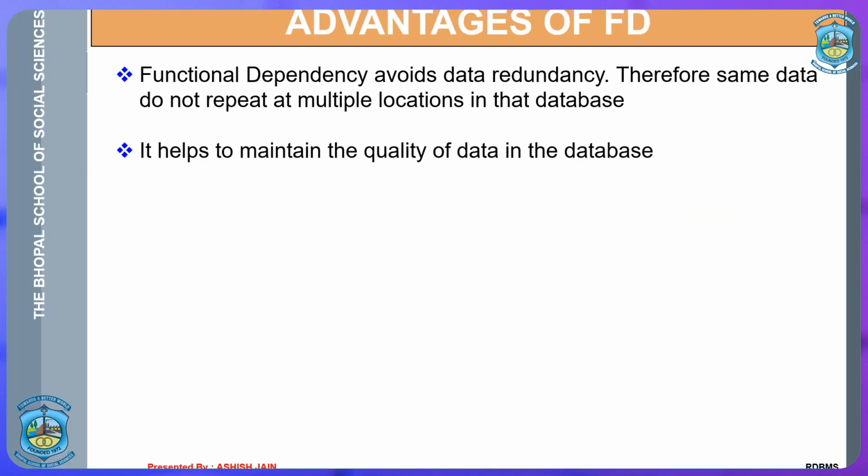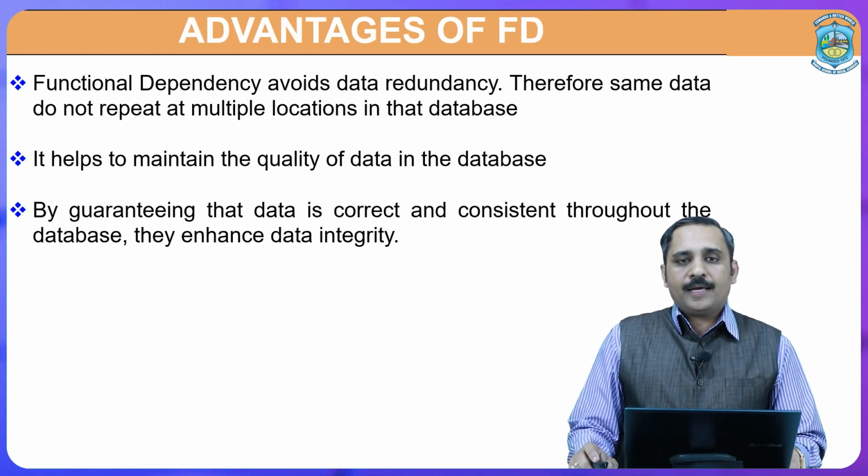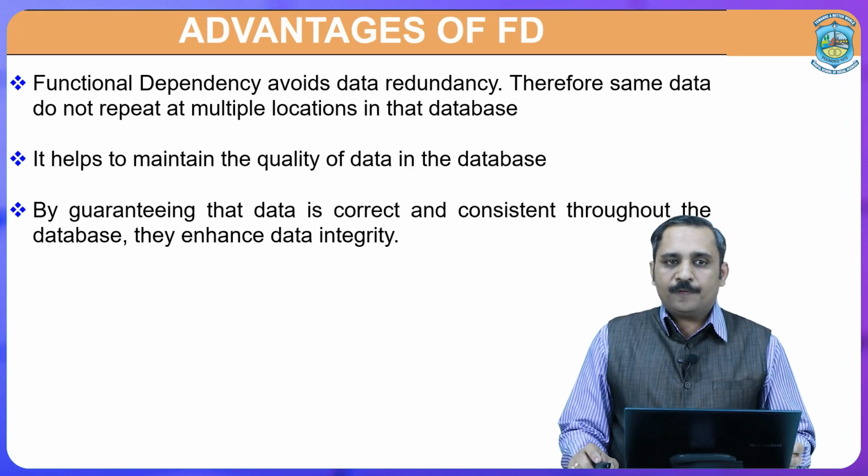Second, it helps to maintain the quality of data in a database. As our data is properly managed and linked with the related keys, our data is of good quality. Also, functional dependency guarantees that the data is correct and consistent throughout a database. In whichever form we take the data, the value of the data is true, so that you can take it for your work. It also enhances integrity of data as the data is properly integrated in whichever way you use it.